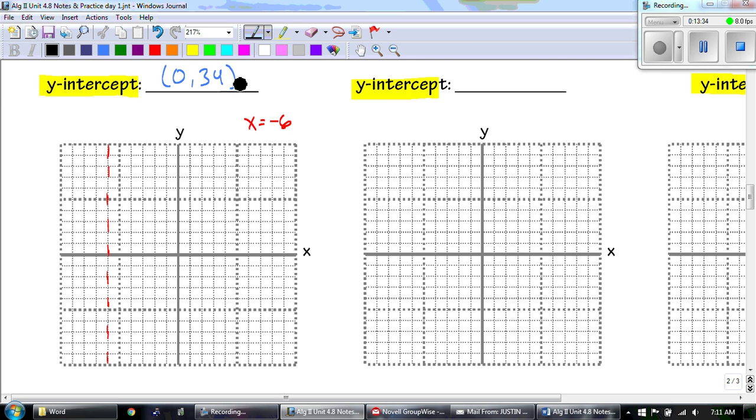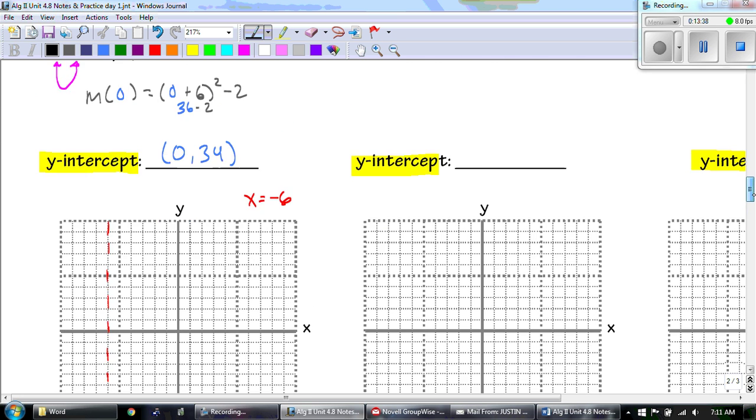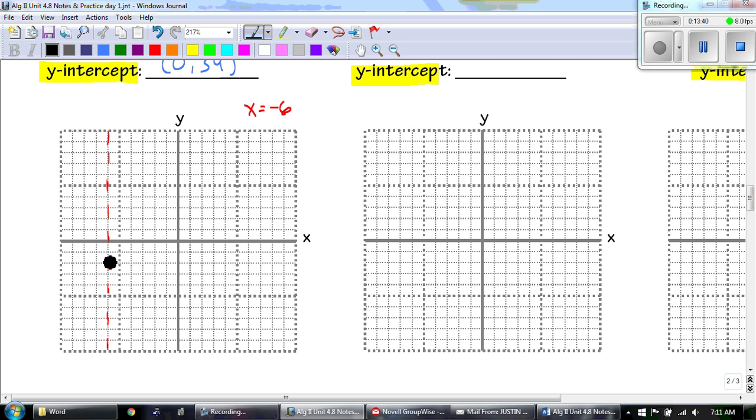I'm going to my vertex, which is -6, -2. Just wanted to double check. And then it's telling us to go up 1 over 1. So up 1 over 1, and then up 4 over 2.